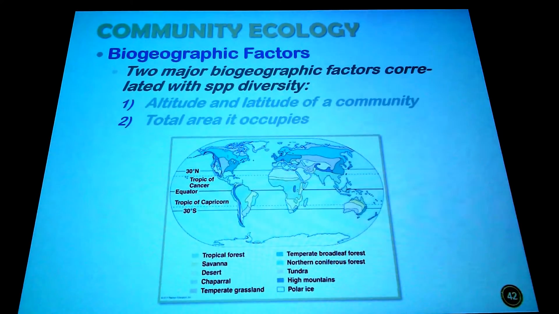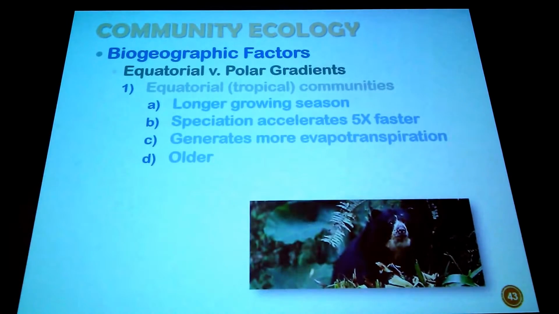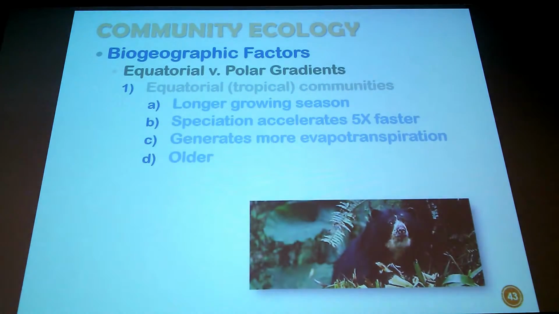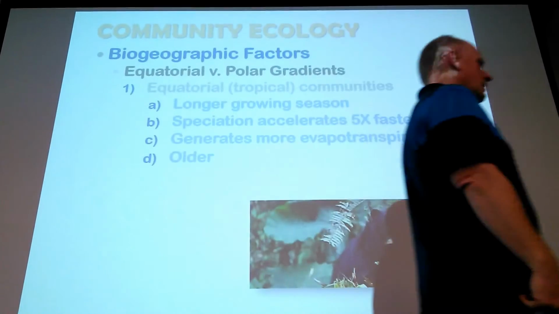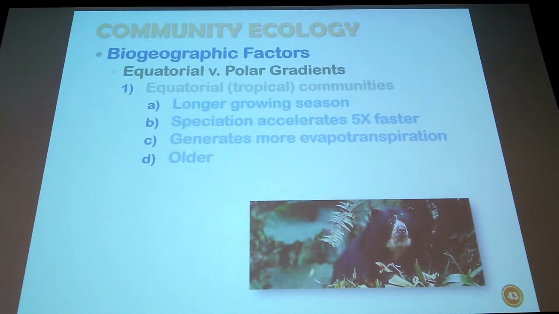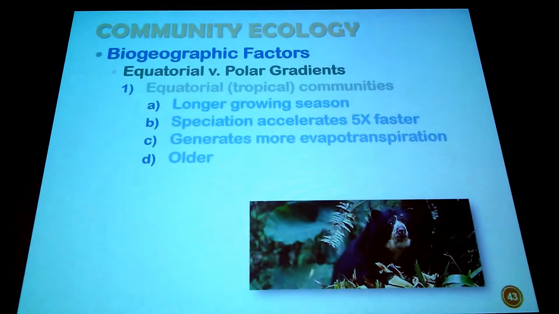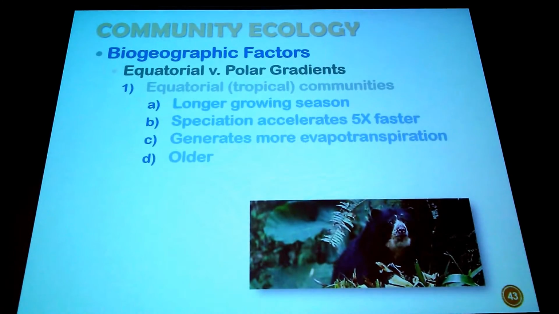Also, total area it occupies. You're going to find a lot more species diversity in larger land masses than you will in a smaller land mass. It stands to reason. Equatorial versus polar gradients. Life at the equator versus life at the North or South Pole. First of all, the equatorial or tropical communities. When we talk equatorial, we're talking right around the equator.